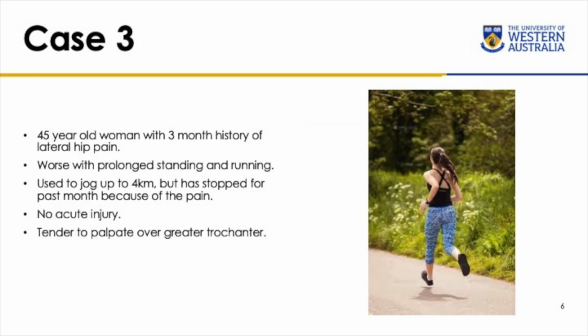The third case is that of a 45-year-old woman who has a 3-month history of lateral hip pain. She says it's worse with prolonged standing and with running. She's normally a keen runner, jogging up to 4 kilometres, but has had to stop for the past month because of the pain. She has no history of an acute injury, and when you examine her, she's tender to palpation over the greater trochanter.